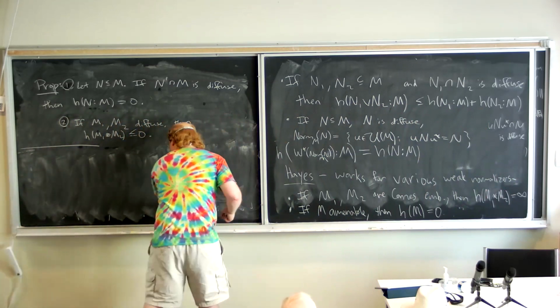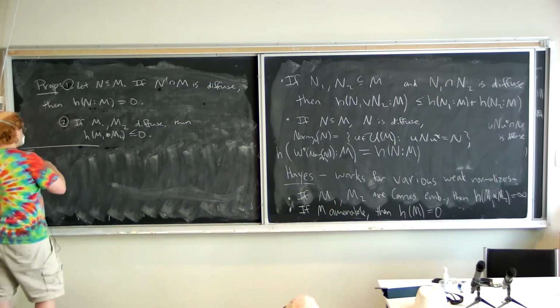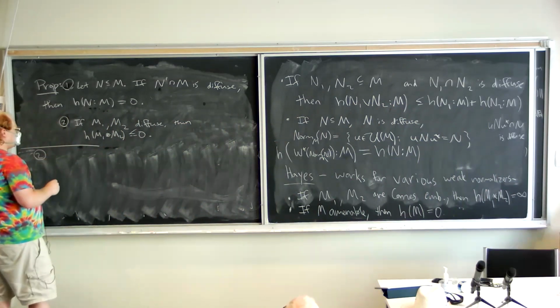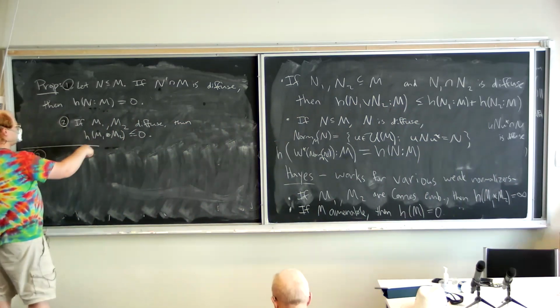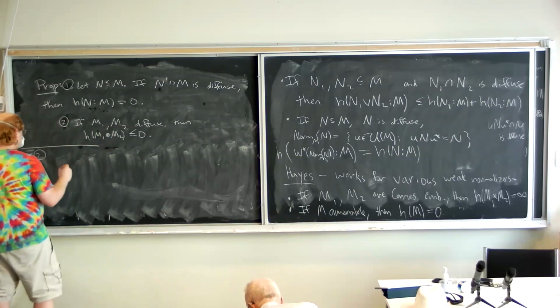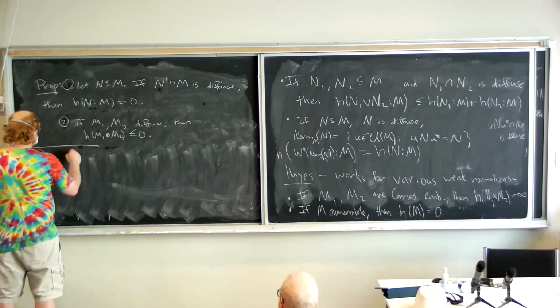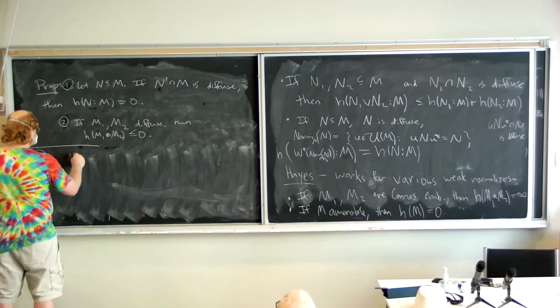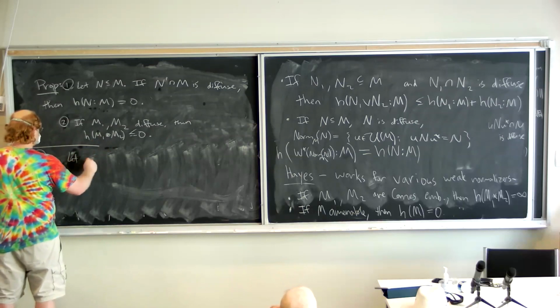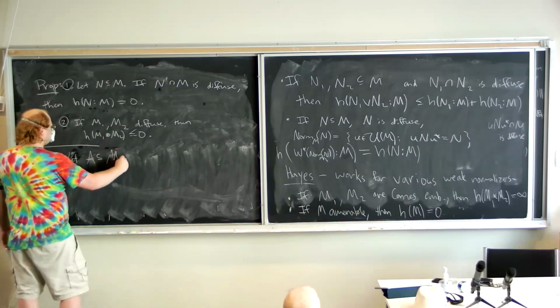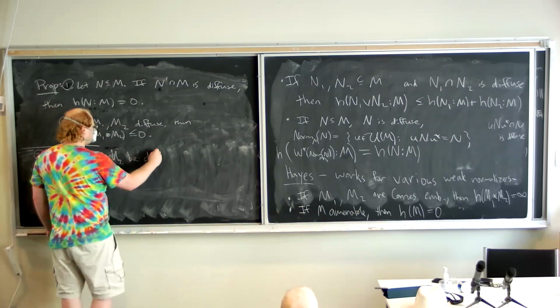So now if you have a tensor product here, then this is less than or equal to 0. And so here you could consider, let's say, let A subset of M2 be diffuse abelian.